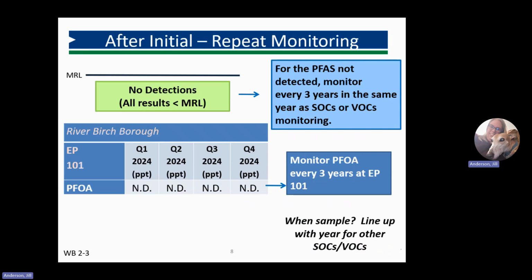When do they sample within that 3 years? It has to match the year used for reduced monitoring that's already granted for other SOCs or VOCs. System monitoring calendars in the Drinking Water Reporting System, or DWRS, will show this.